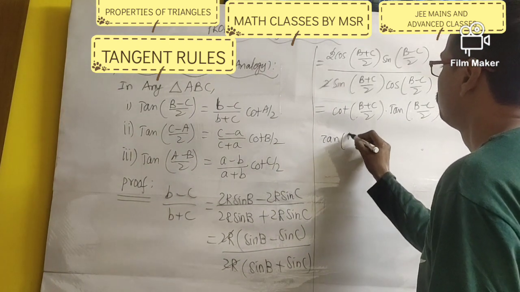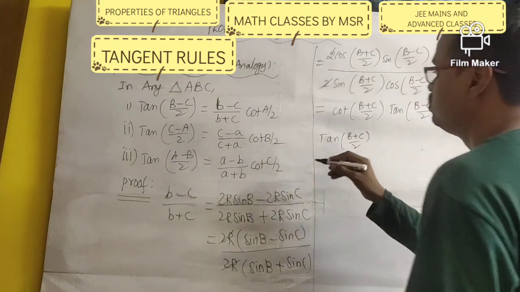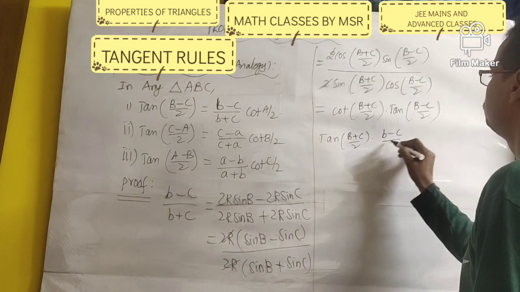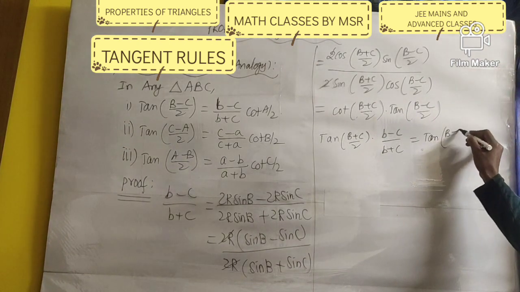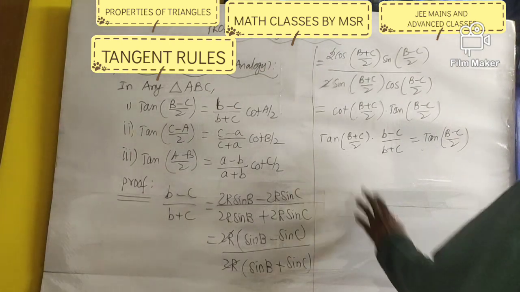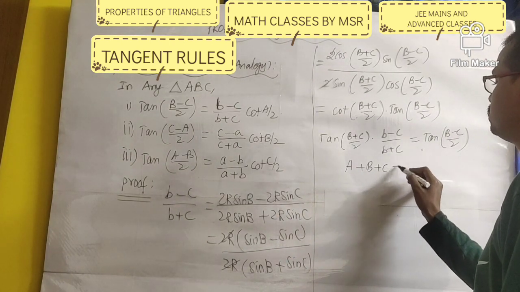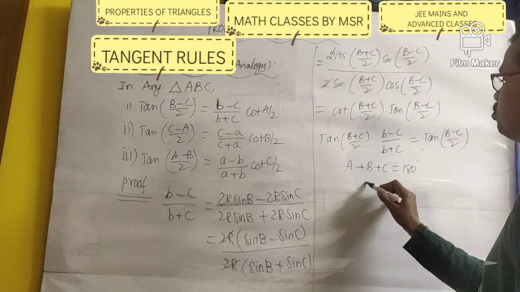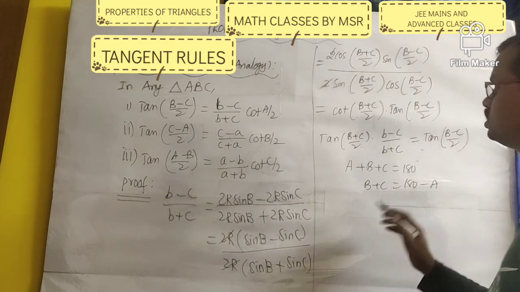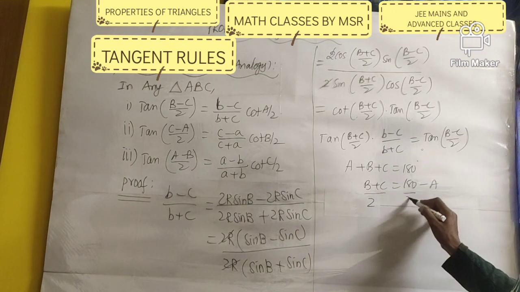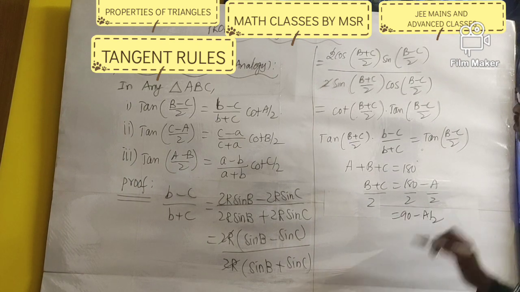tan of (b plus c) by 2 into (b minus c) by (b plus c) equals tan of (b minus c) by 2. Now, as in previous proofs, we know that a plus b plus c equals 180 degrees. B plus c I can write as 180 minus a. Dividing both sides by 2, this is 90 minus a by 2.